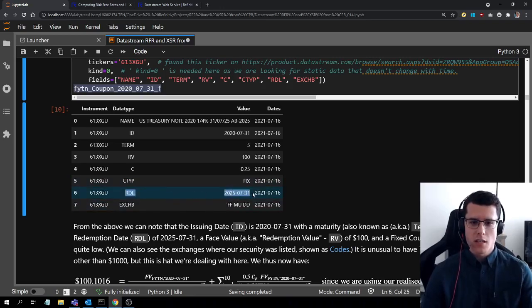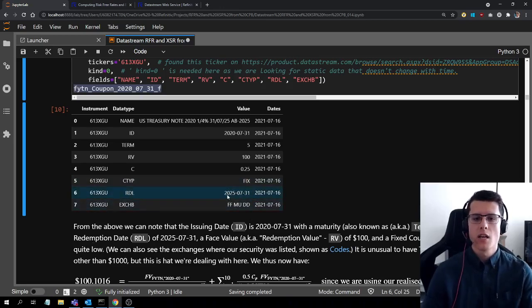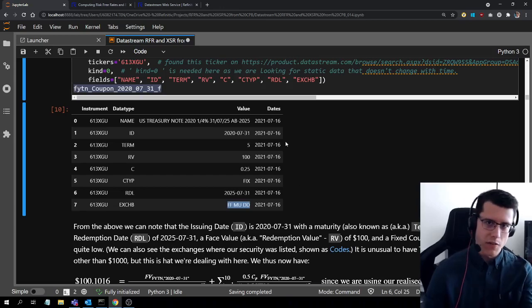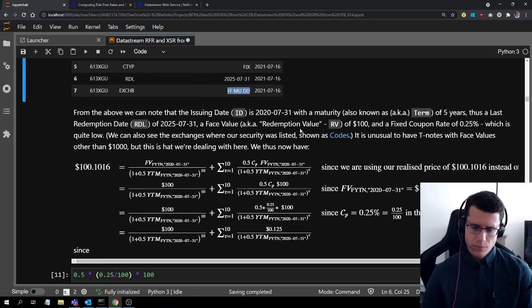Here, what's this one? It's the redemption date, last. So L is at the end, last redemption date. So basically when it matures 5 years later. And these are the exchanges. I don't know why I added that in there, just to show you the kind of information you can get from Datastream. Once we have all this data, we can put it all together.